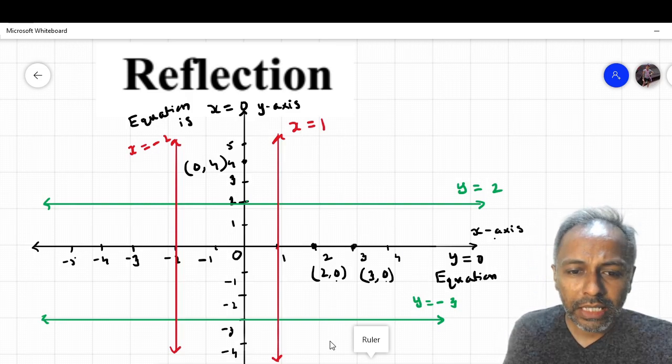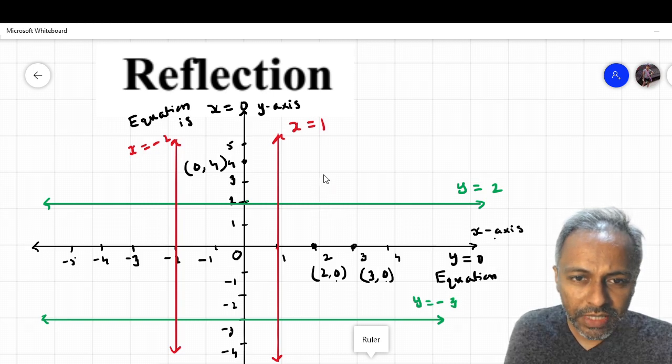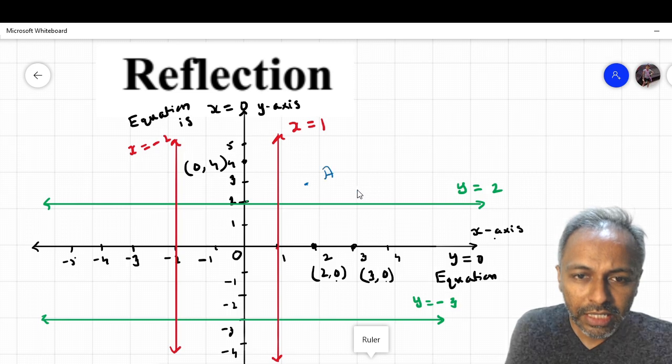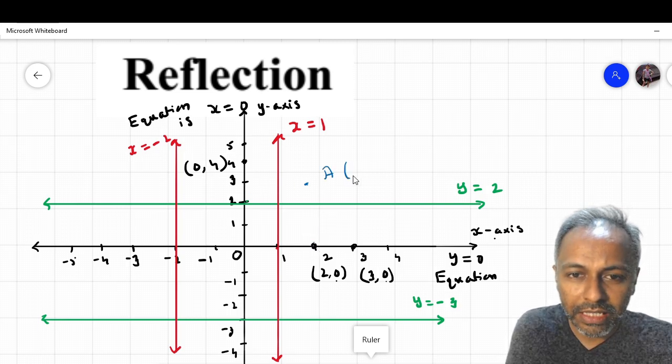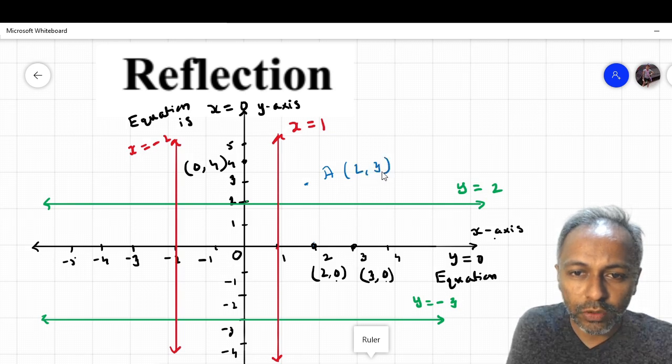Let us continue and let us plot any point. Say randomly we plot a point say here, and we name it as say point A, and because it is corresponding to 2 on x-axis and 3 on y-axis, the coordinate of point A is 2, 3.